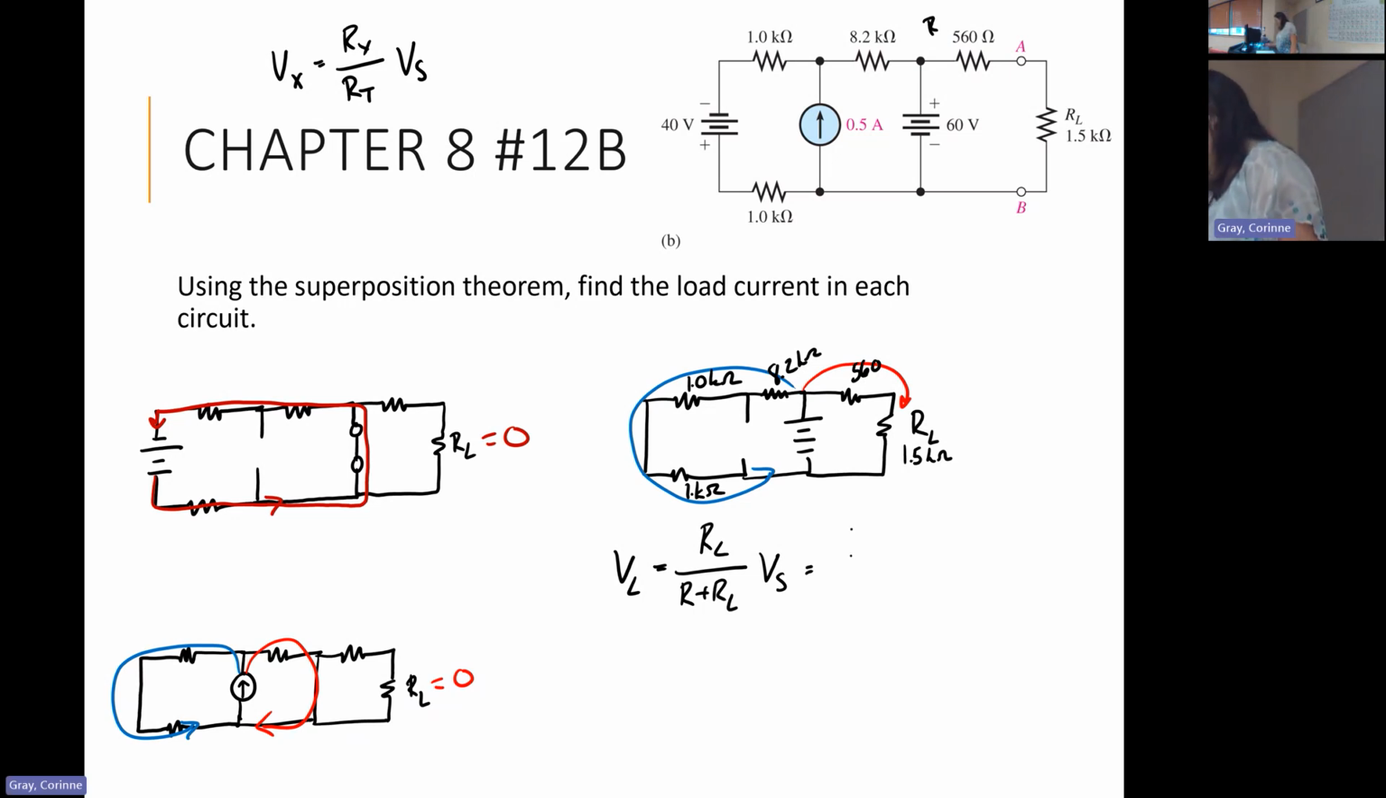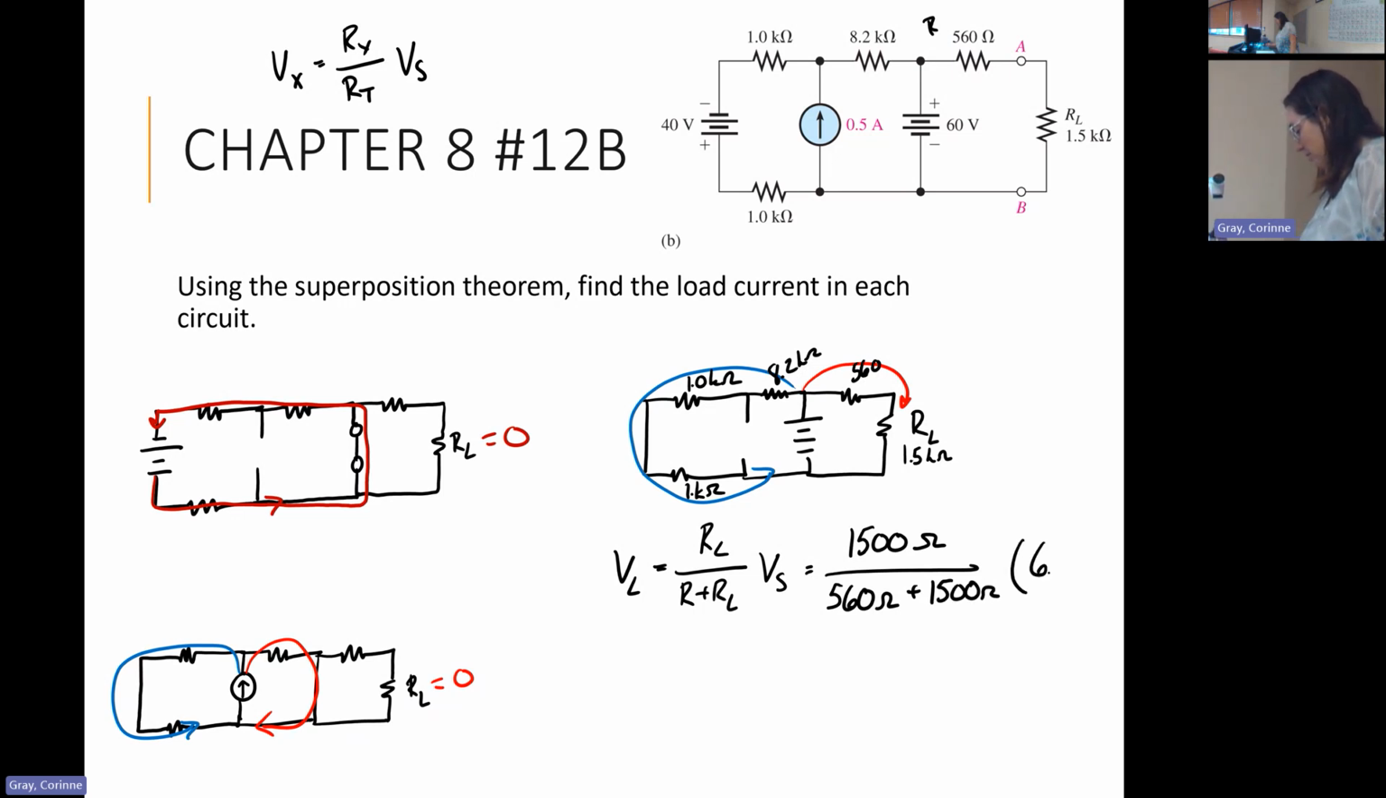So what we'll have is 1,500 ohms over 560 ohms plus 1,500 ohms, times 60 volts. Taking this and plugging it in, I got 43.689 volts. So this is the voltage drop across RL here. And now that we have this, I know the resistance, I know the voltage drop. How can I find current?